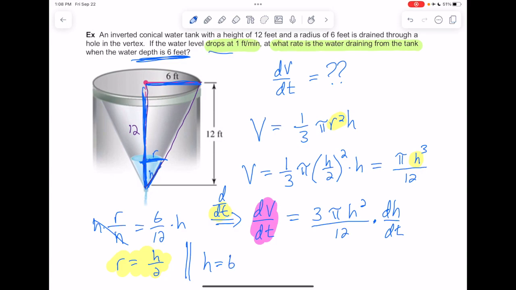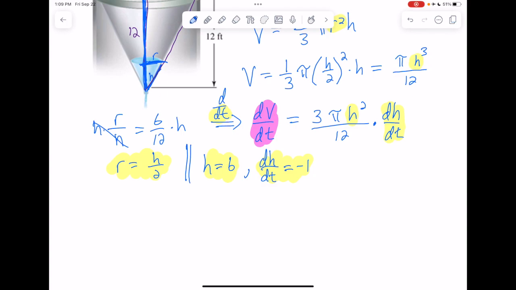So h equals 6 is going to get plugged into this. What else do they give us? The water level is dropping at 1 foot per minute. That means that dh dt is negative 1. If the water level is dropping, then the height of the water is getting shorter. So I have to put that dh dt as a negative 1 because I know the height is dropping. All right, is that everything we need? I think it might be. So we need h. There it is. We need dh dt. There it is. So we've got everything we need. Let's go find dV dt.